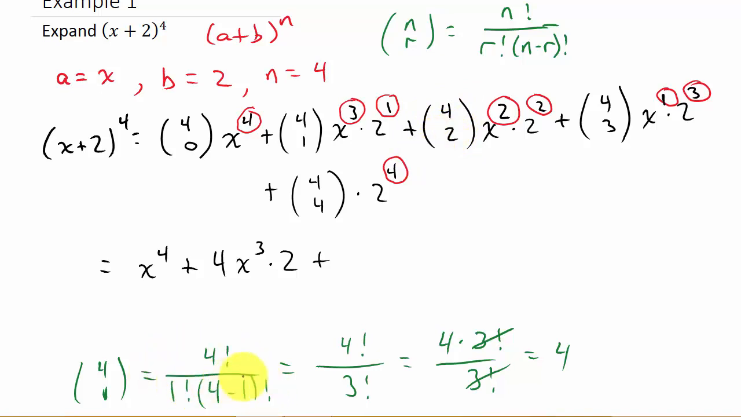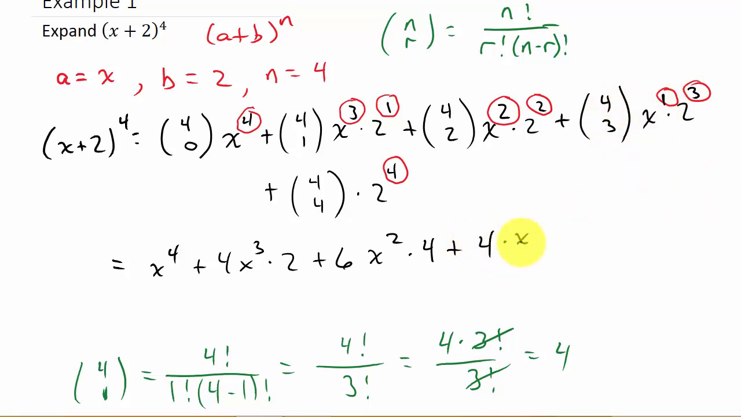I'm not going to put that in the formula. I showed you the first two how to do them. You would do this one similarly. So combination 4 choose 2, that's equal to 6, x squared, and then 2 squared is 4, plus combination 4 choose 3 is 4 times x to the first, which is x, times 2 cubed, which is 8, plus combination 4 choose 4 is 1, and 2 to the fourth is 16, so 1 times 16 is 16.